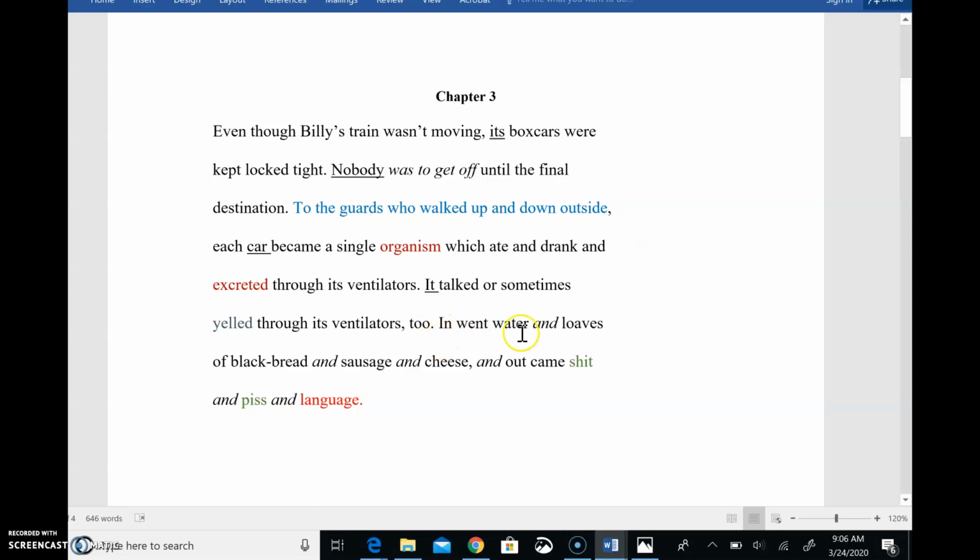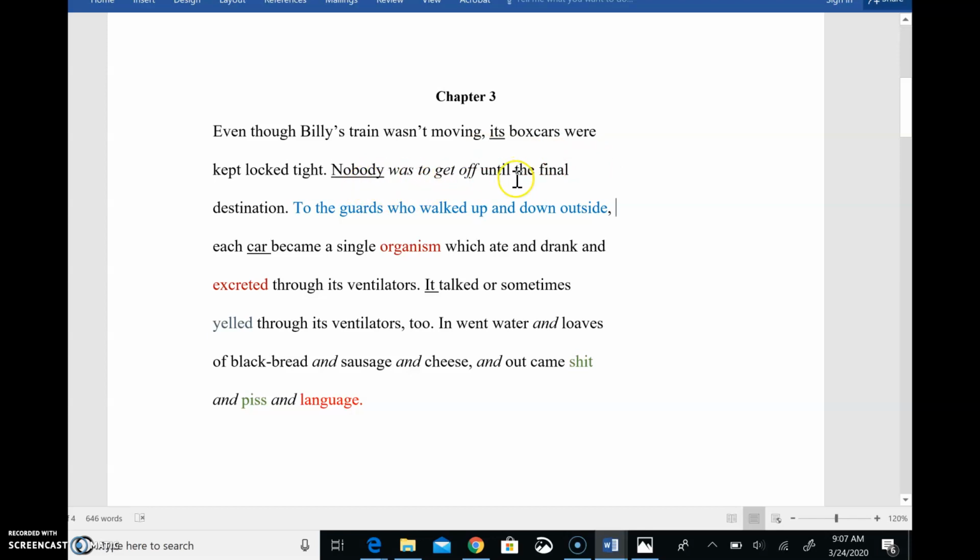To an extreme here, where in went water. Now, I'm also highlighting "nobody was to get off until the final thing," even though Billy's train wasn't moving, its boxcars were kept locked tight. Syntactically, we're highlighting the exception here. This is still the subject. Its boxcars were kept locked tight, even though Billy's train wasn't moving, is one way you could have arranged that sentence. Nobody is the subject here.